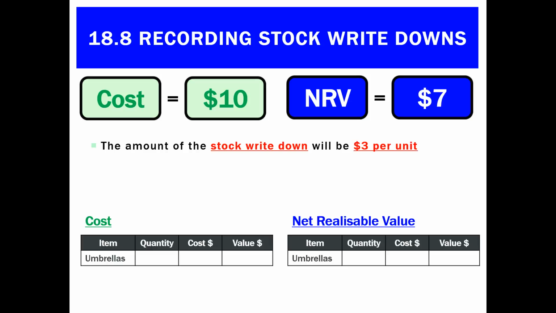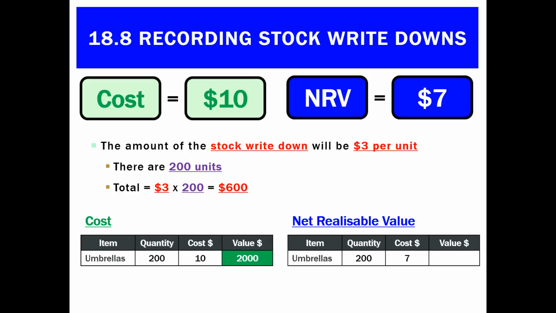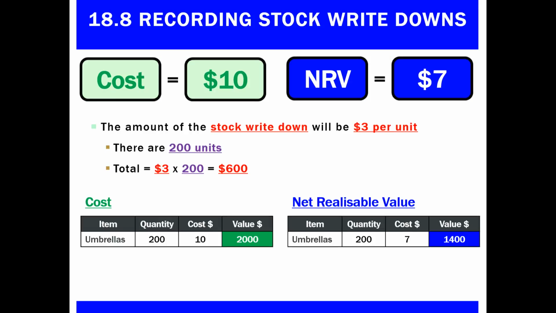So what I need to do is get the stock cards to change. On the left is the cost. I've got 200 units. Now I've got to write each one down by 3. So that's 200 units times 3. That's a total stock write-down of $600. So I've got to get the cost from 200 at 10, which is 2,000, to the net realizable value, which is 200 at 7, which is 1,400. So there's a $600 difference between the two.